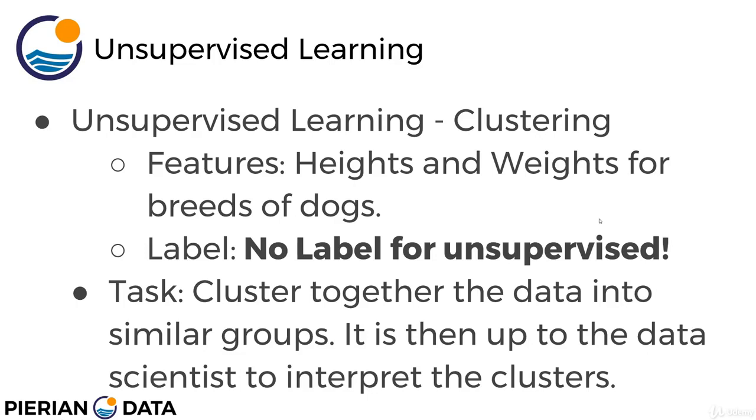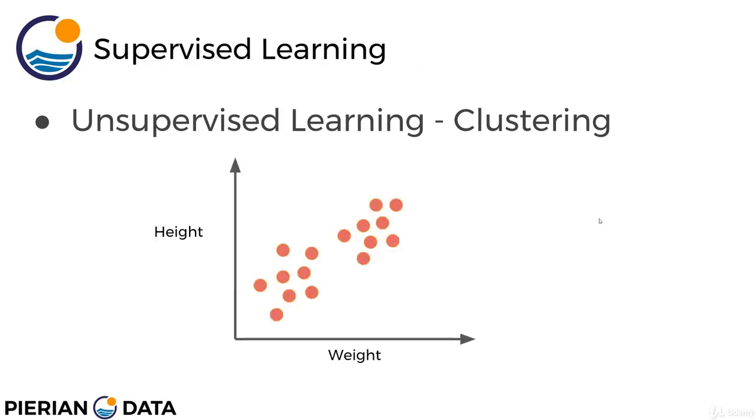However, since this is unsupervised learning, you actually don't have the label. You don't know what actual breeds these are, so you have no label for the breeds. You just have the actual features, the heights and weights of these dogs. So your task is to cluster together the data into similar groups. It is then up to the data scientist or whoever is performing this machine learning task to interpret what the clusters actually mean. And that usually indicates that unsupervised learning has a lot to do with domain knowledge as far as interpreting the results. So what does this look like as a really basic example?